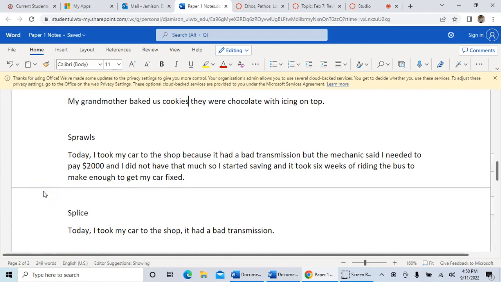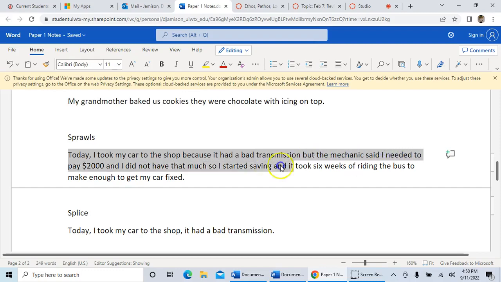Sentence sprawls. This is technically a complete sentence here. I might miss a comma here or there, but the point is, look how many fanboys and things like that are connecting all of this together. Today, I took my car to the shop because it had a bad transmission, but the mechanic said I needed to pay $2,000 and I did not have that much, so I started saving, and it took 6 weeks of riding the bus to make enough money to get my car fixed.